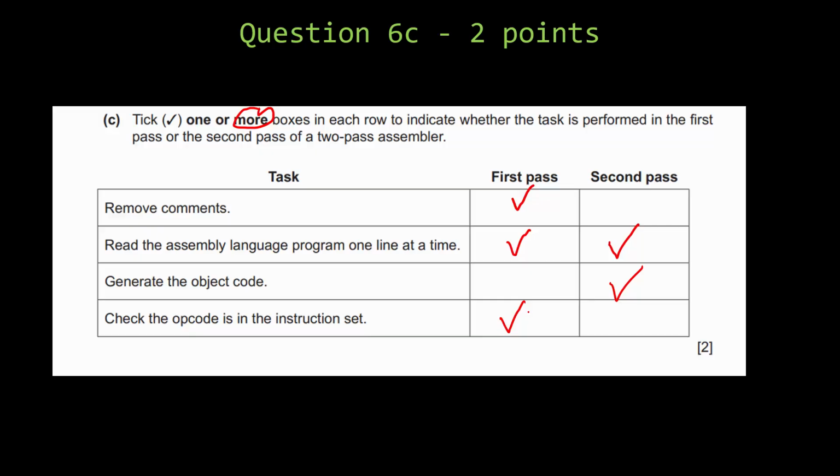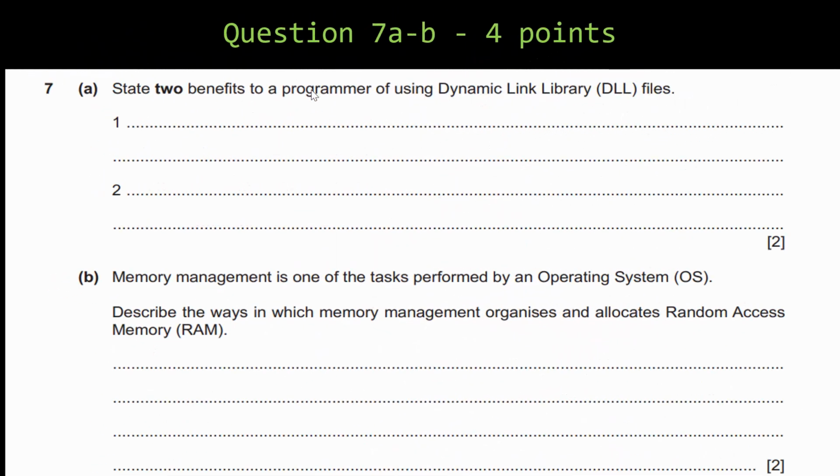All we have left is number 7, and we'll be done. State 2 benefits to a programmer of using dynamic link library files. And I thought there were only 7 questions. Turns out there's actually 9, but they're very short. They won't take long to get through. 2 benefits to a programmer using dynamic link library.